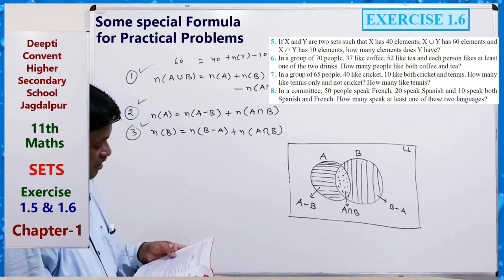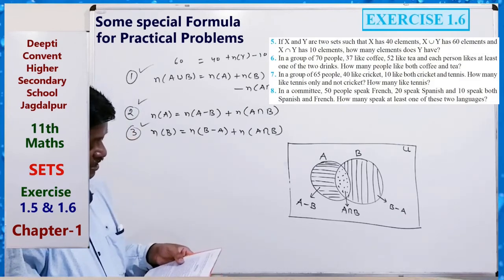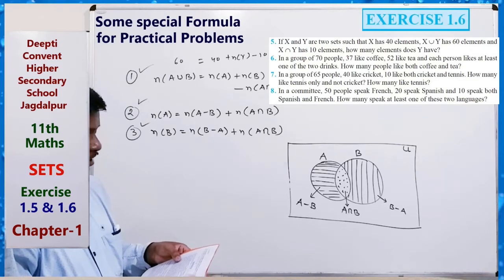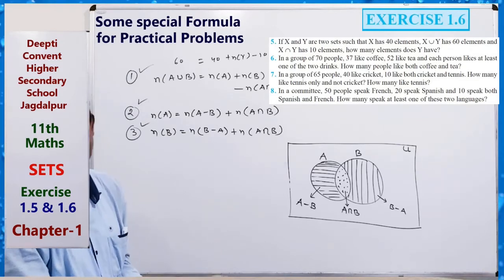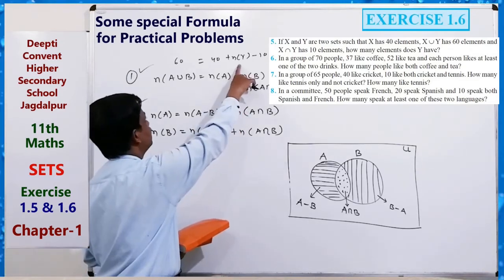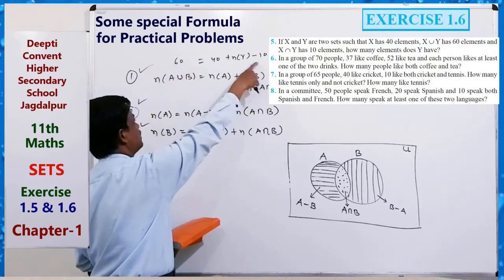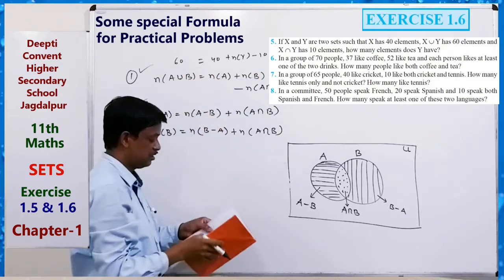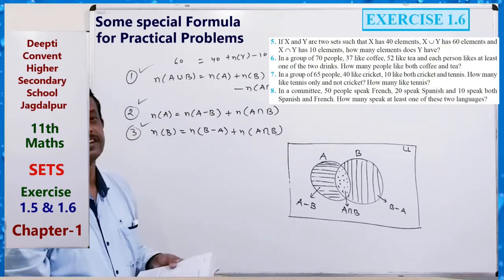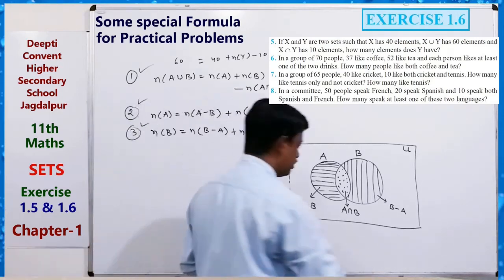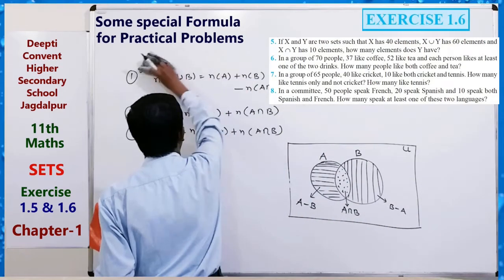60, so 40 minus 10 NY. So NY equals what? We can find NY by transferring: 60 plus 10 is 70, 70 minus 40 is 30. So the answer is 30. Question 3 is very simple using this formula.